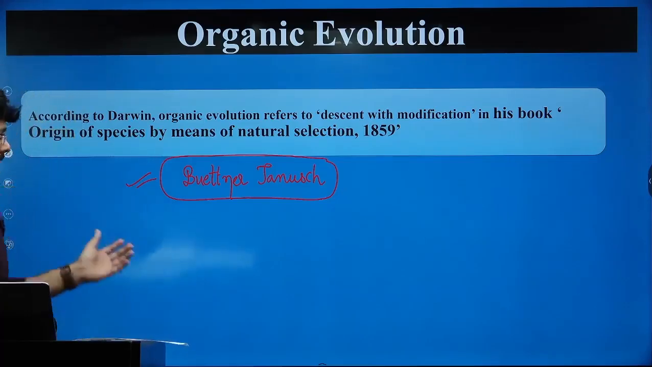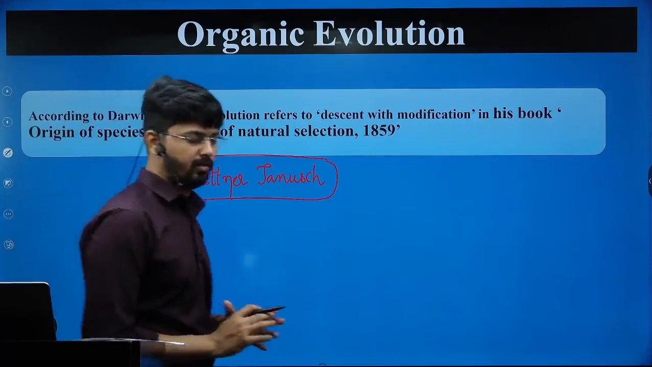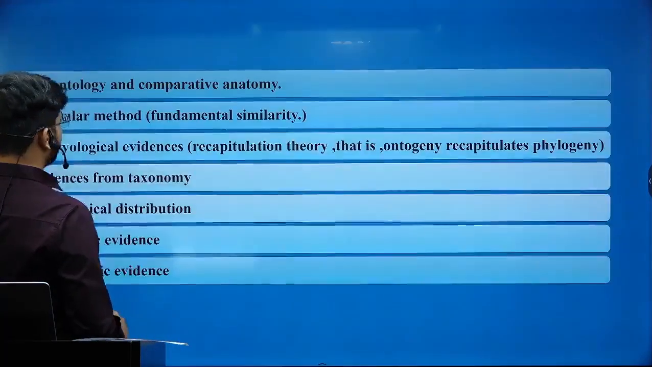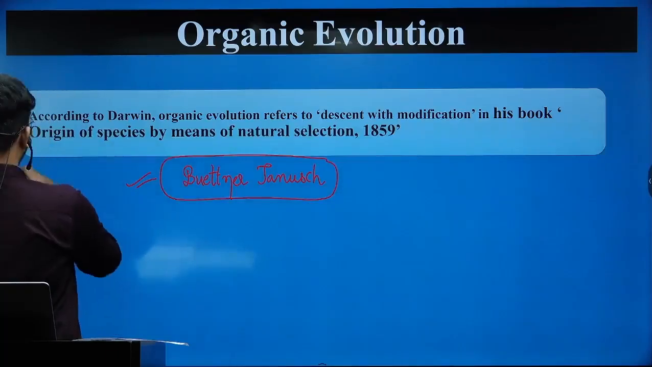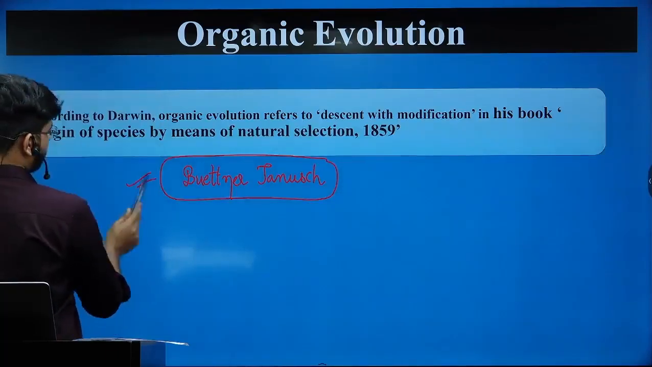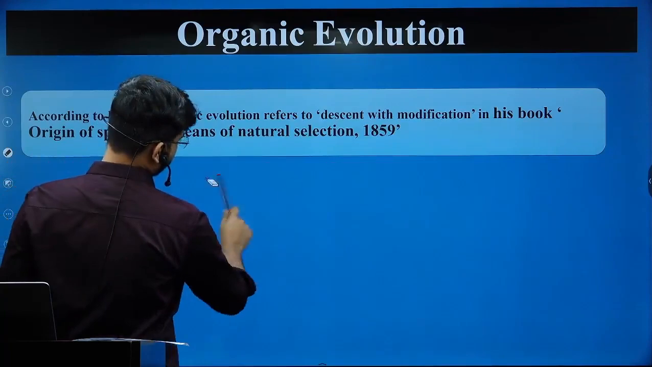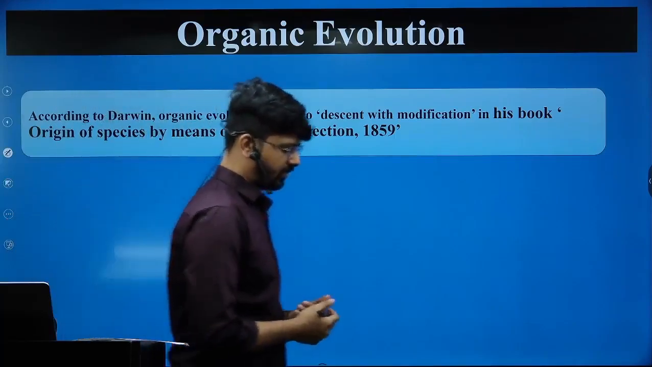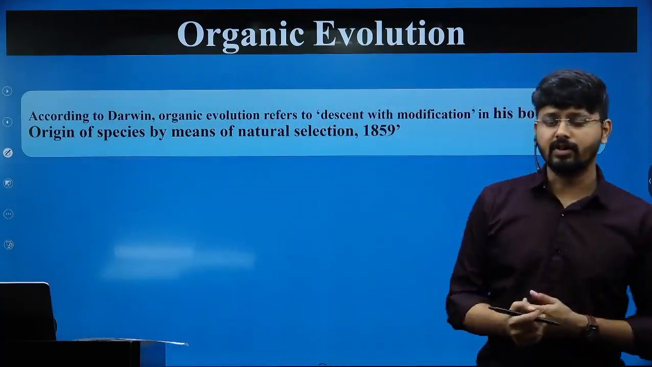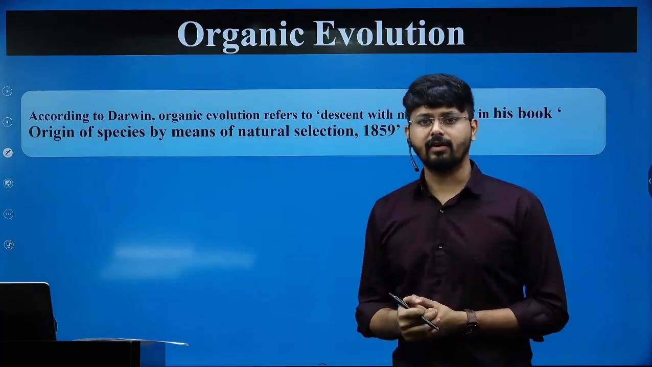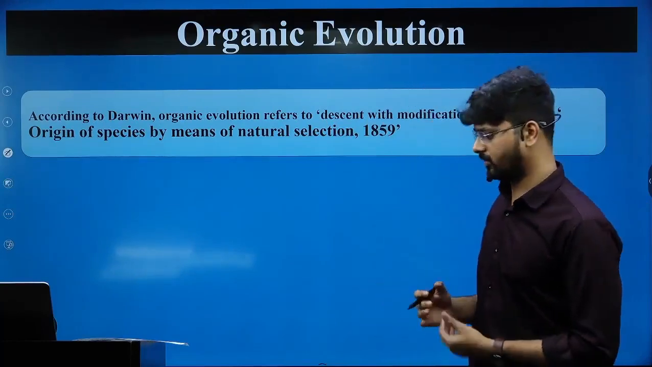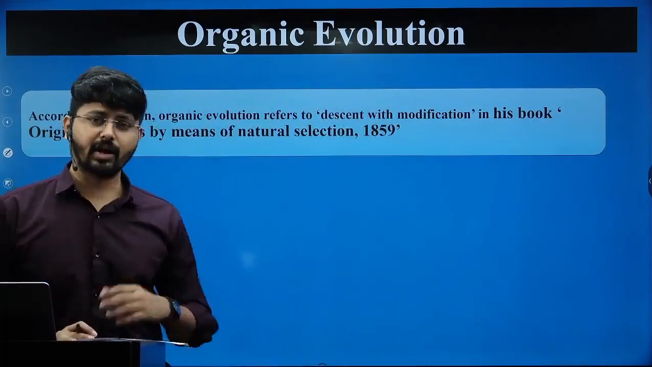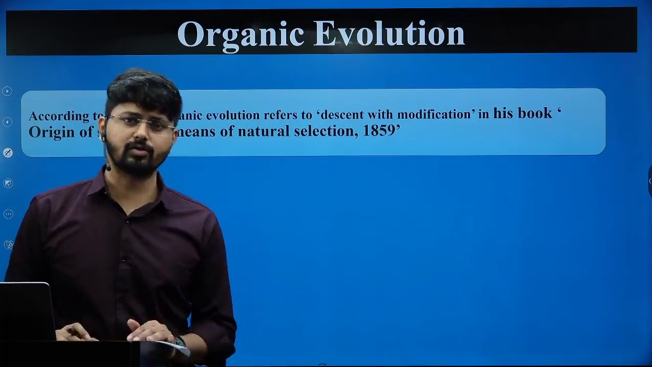So now you have understood what organic evolution is. Organic evolution is nothing but changes that are happening from one generation to another generation within the population that is existing. So the changes that are happening within the entire population from one generation to another generation.